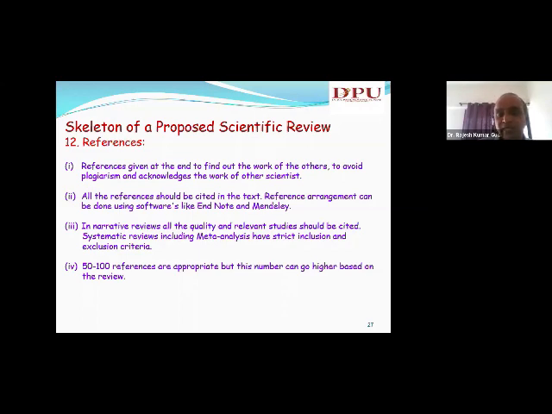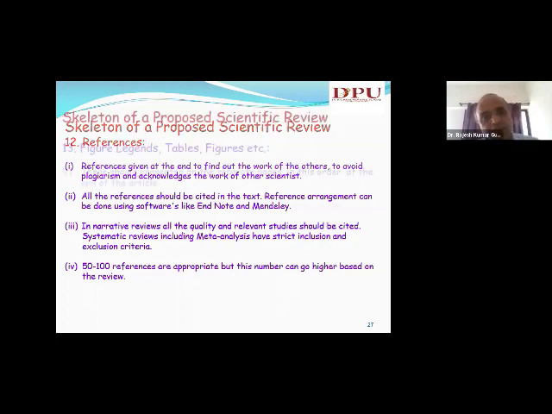Systematic reviews, including meta-analysis, have strict inclusion and exclusion criteria. So we have to see what type of papers we have to cite, what are the quality papers, and what is required. We have to see that in consultation with our supervisor. Mostly 50 to 100 references are appropriate, but this number can go higher based on the size of the review. If the review is around 40,000 words, then obviously we will go for 200, more than 200 references also.